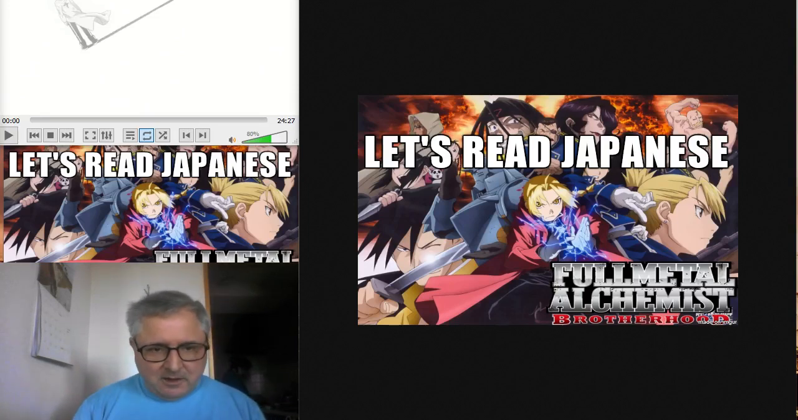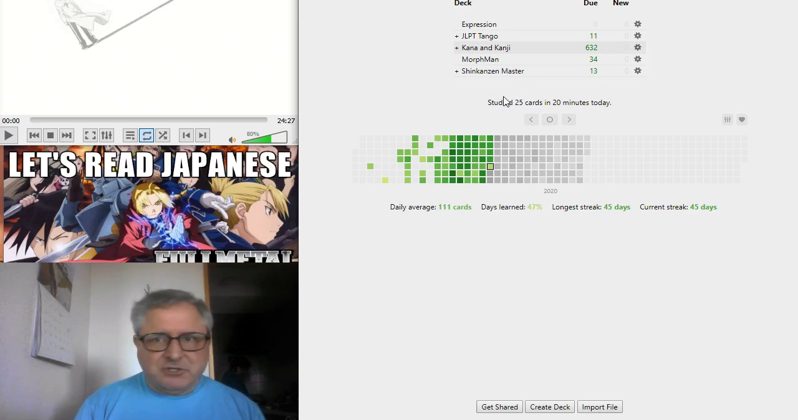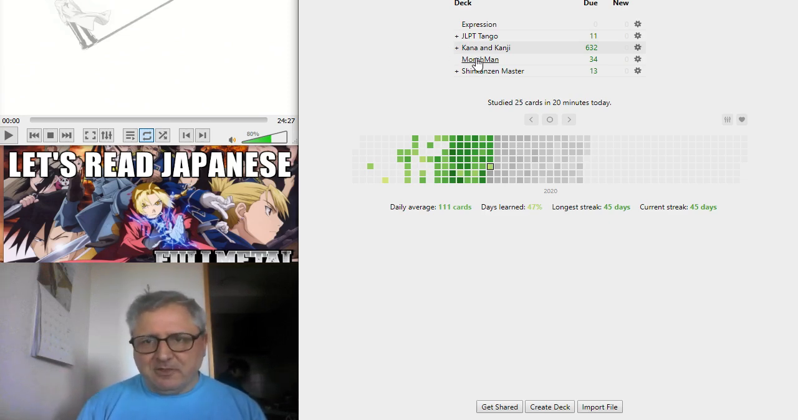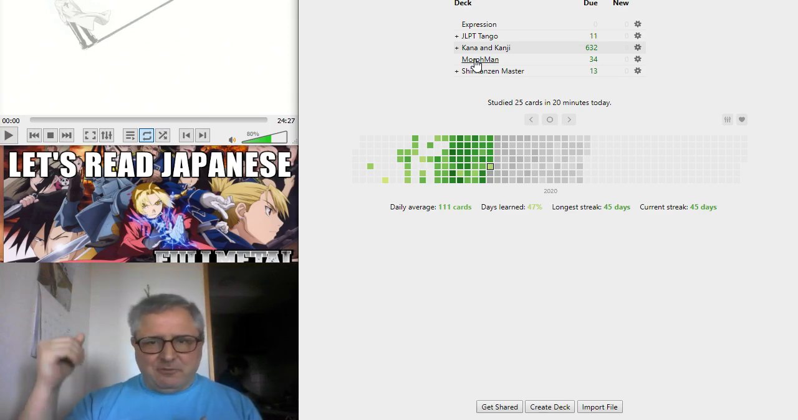And as always, I'm still going to be studying Japanese on my own time, off show. So Shinkansen Master, Hiragana, Kanji, these three right here, these are structured sources. But the unstructured one, this is the big one, the important one, Morph Man. My goal right now is to get up to 2,000 words in Morph Man.